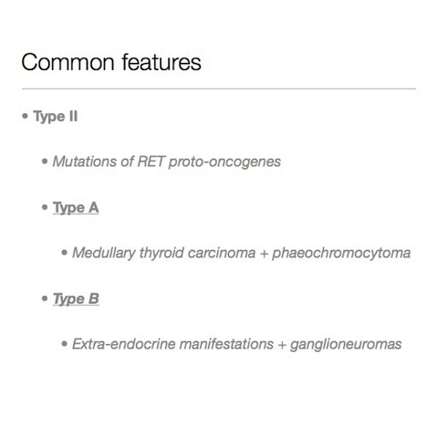MEN type 2 syndromes are caused by mutations of the RET proto-oncogene and are of two types. In type A, there is usually and inevitably medullary carcinoma of the thyroid and pheochromocytoma. In type B, there is the absence of hyperparathyroidism usually present in A, as well as extraendocrine manifestations and ganglioneuromas.